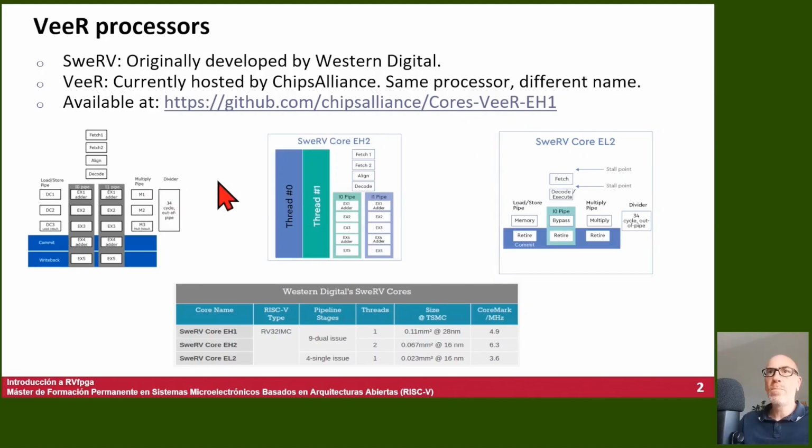These figures show the three processors in the EH1, EH2, and EL2 family. The EL2 is the lowest performing, with less power use and a 4-stage pipeline. The EH2 is a 9-stage multi-threading chip, and the EH1 we'll use has 9 stages. This table shows the main features of these three processors.